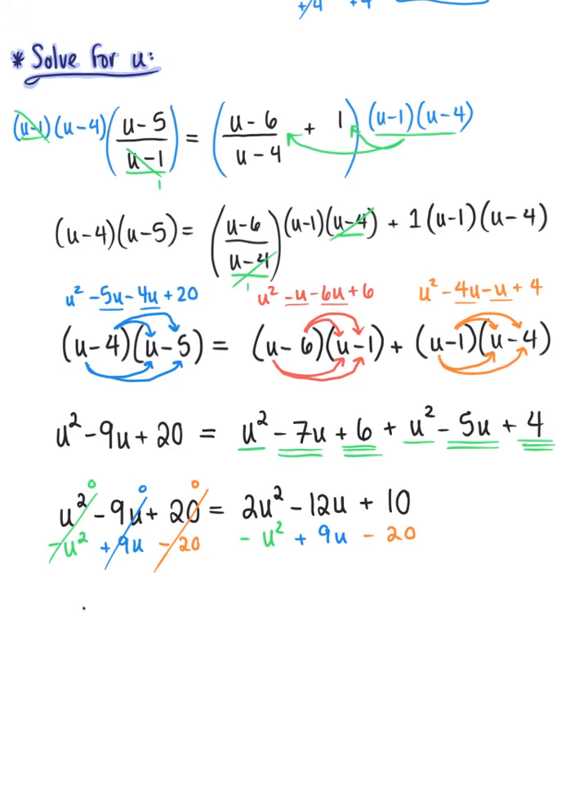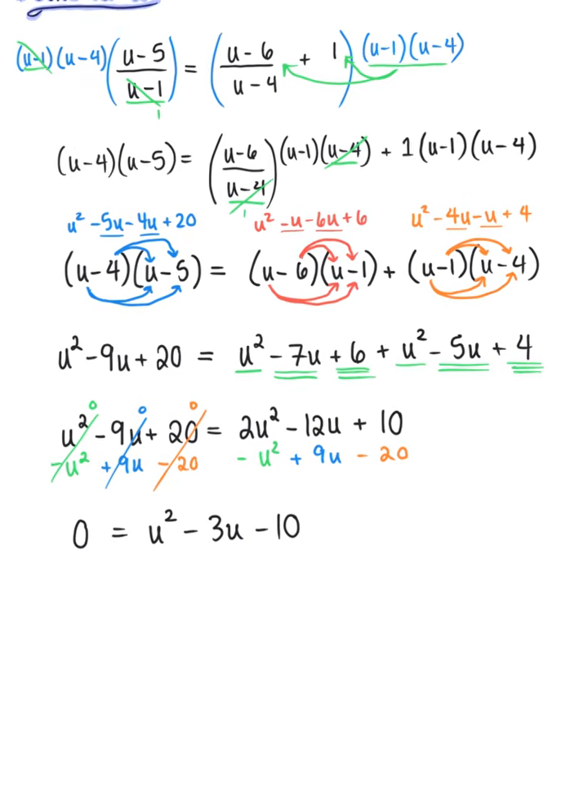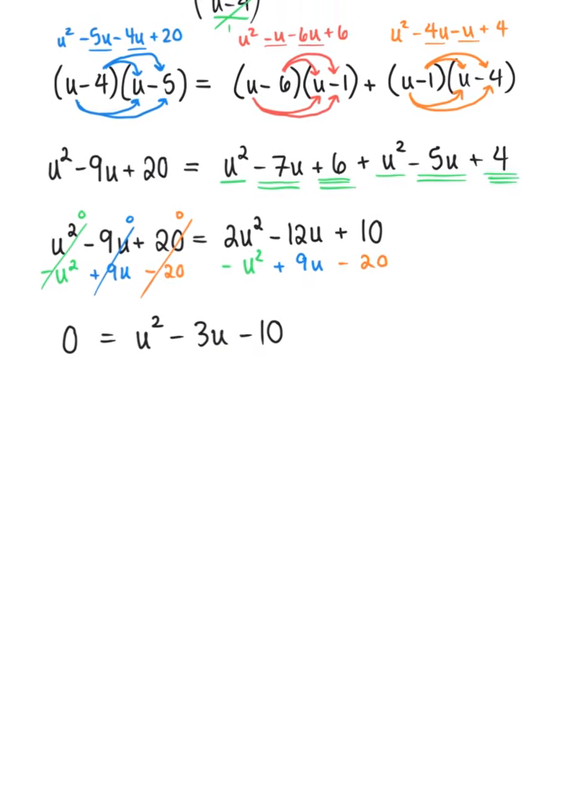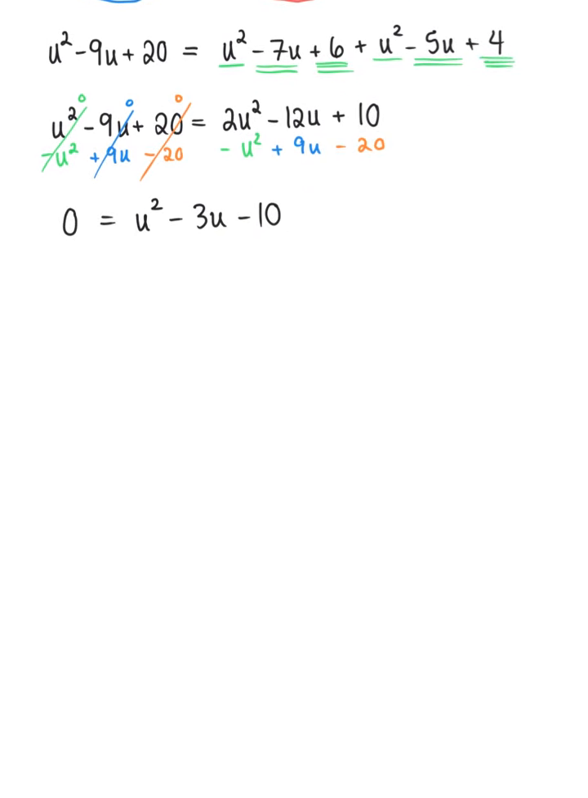So we are now left with 0 is equal to 2u squared minus u squared leaves us with 1u squared. We have minus 12u plus 9u leaves us with a minus 3u. And then 10 minus 20 leaves us with a minus 10. Whew! So now we're officially ready to start solving for u. And I'm simply going to rewrite this so that I have u squared minus 3 times u minus 10 is equal to 0, because I like having my variables on the left-hand side.